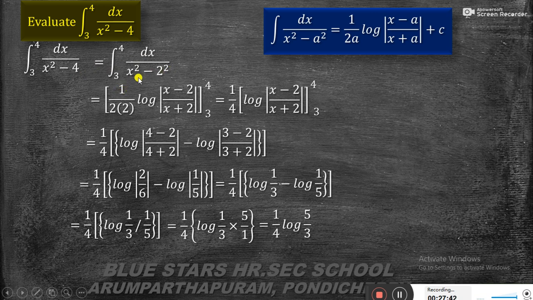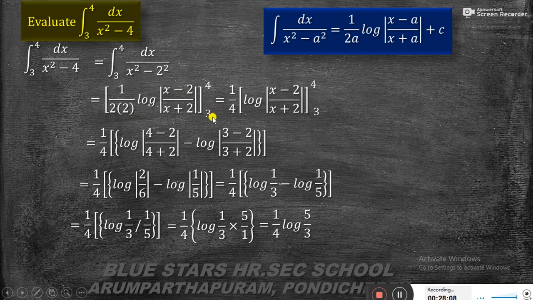The formula is integral dx by (x square minus a square) equals 1 by 2a log of (x minus a) by (x plus a) plus c. So I write 1 by 2a. Here a square is 2 square, so a equals 2. I substitute in the formula: 1 by 2 into 2, log of (x minus 2) by (x plus 2) plus c.